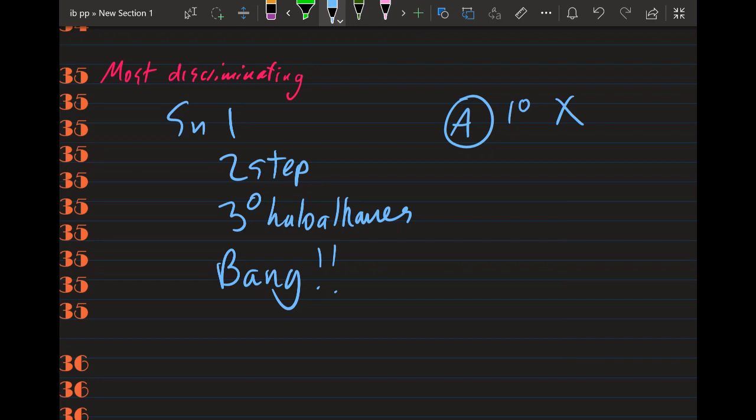2 bromo 2 methyl butane. So 2 bromo 2 methyl butane, that's a tertiary haloalkane. So that follows SN1. No, they say SN2. That's wrong.